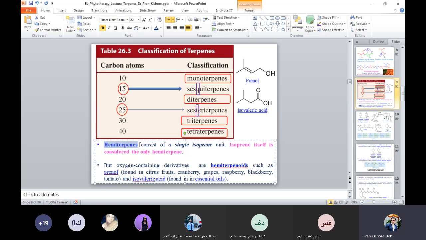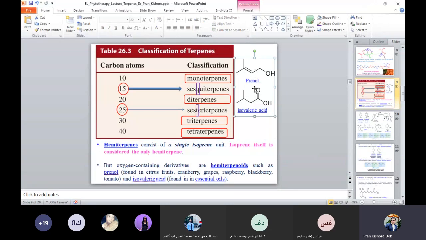Hemiterpene is another term that is given, consisting of a single isoprene unit. The isoprene itself is also known as hemiterpene. So isoprene is also known as hemiterpene, remember. If the hemiterpene contains oxygen, it is known as hemiterpenoid. Isoprene is also known as hemiterpene; containing oxygen, it is known as hemiterpenoid.